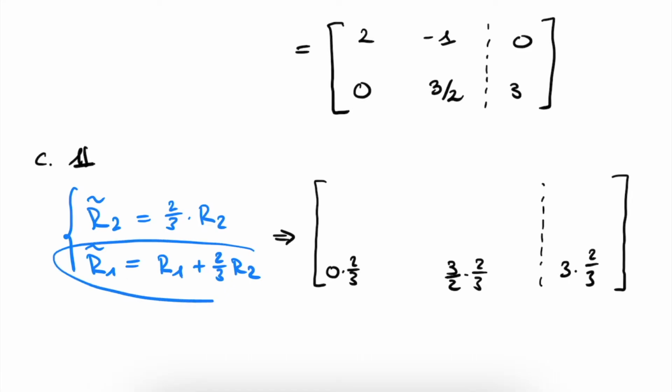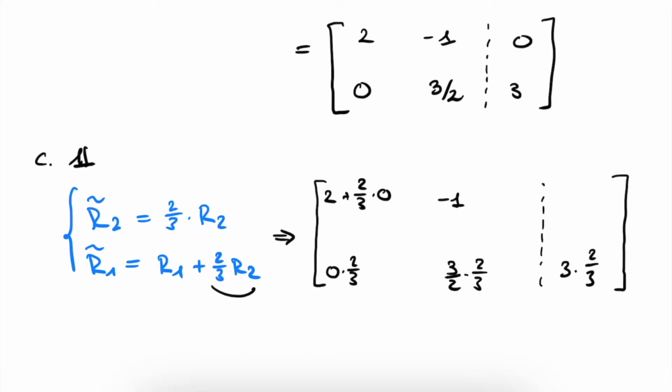Let's now focus on our new first row. For this first element, we have 2, so the element that we already had on the first row, plus 2/3 times the element on the second row, which in this case is simply 0. Then for the second element, we again have the element that we already had, minus 1, which is this part right here, plus 2/3 times the original element on the second row, which is 2/3 times this element. So we add to this 2/3 times 3/2, and we do indeed see that this becomes a 0.